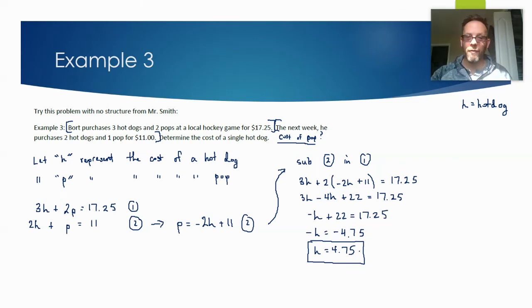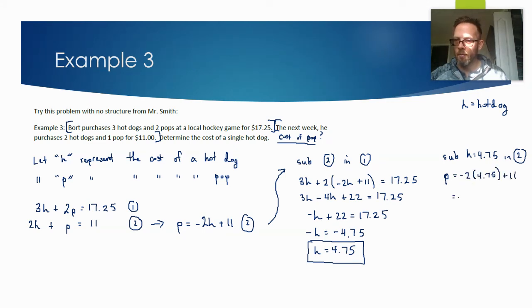That's great. Now let's find the cost of a pop. I think I will squeeze my work in. I'm going to sub that into our rearranged equation, so sub it into equation 2. So the cost of a pop is negative 2 times 4.75 plus 11. That is negative 9.5 plus 11, which is positive 1.5. Put the P's there.